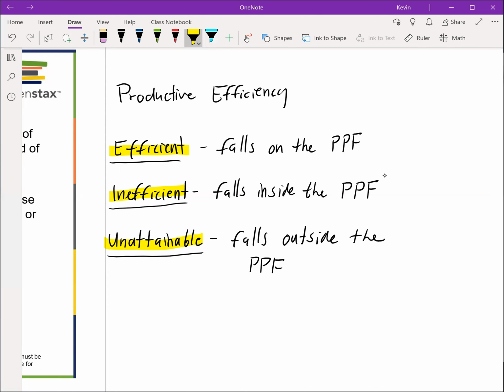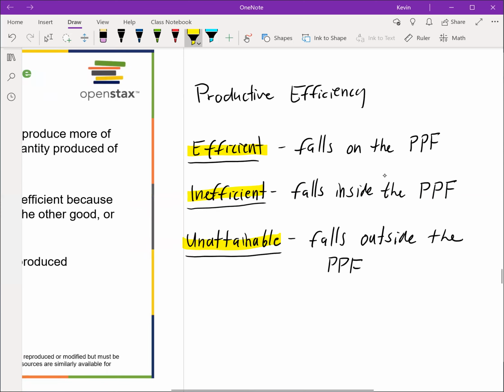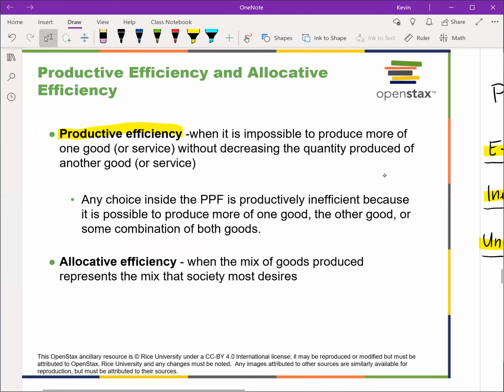So with efficiency, we say this is any point on the PPF, but not every point is going to be desirable. Think about a factory that makes shoes, and suppose they can make 100 shoes a day, left shoes and right shoes. If they made 100 left shoes, they're being productively efficient in the sense that they're using all their resources and making what they can make. However, something that would better benefit society would be something like 50 left and 50 right shoes.